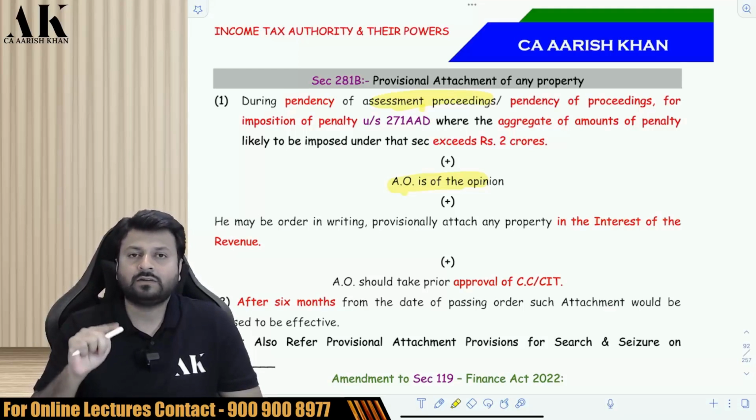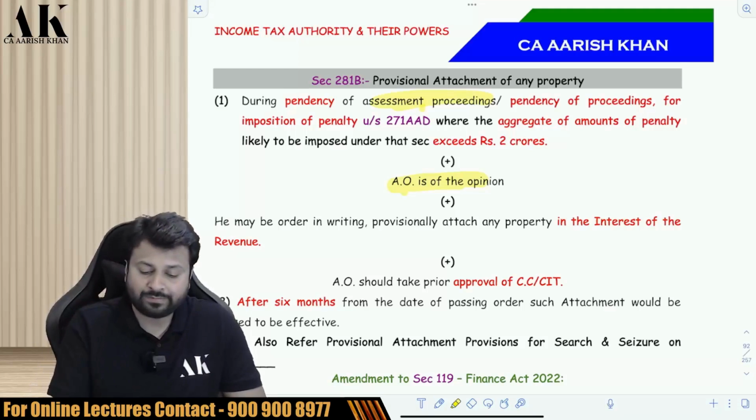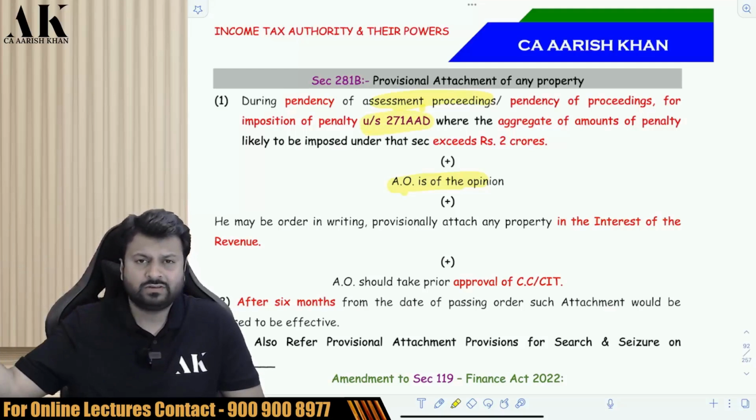He can attach in case of penalty proceedings also, but only in case of one penalty proceeding which is covered under section 271AAD, which we will be seeing later on.